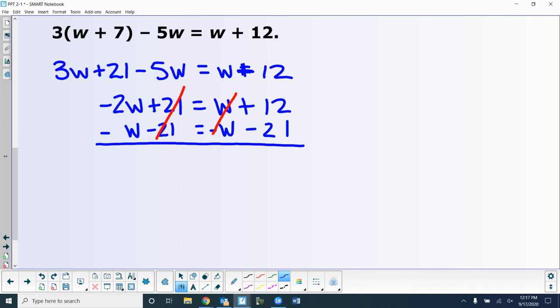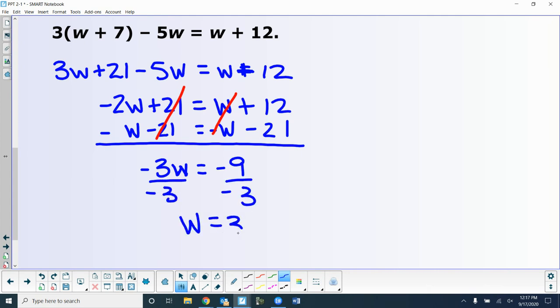So I took the W, like Chelsea said, to the left, but then I took the 21 to the other side. Okay? So it's negative 3W. And what is that? Negative 9. And then divide by negative 3. We get a positive 3. Okay, so we got this, right? Yeah. All right. Very good.